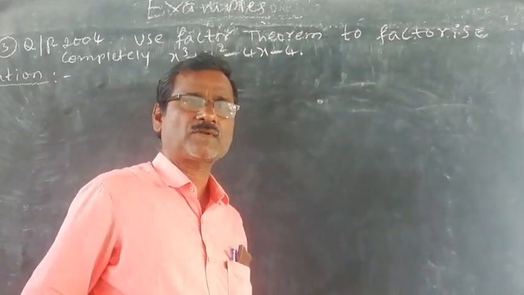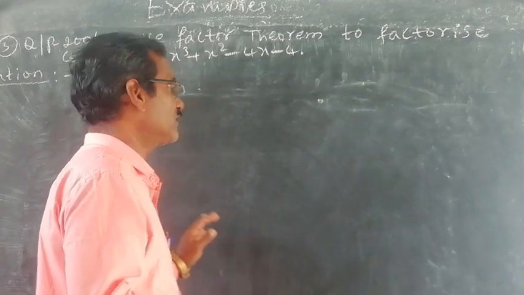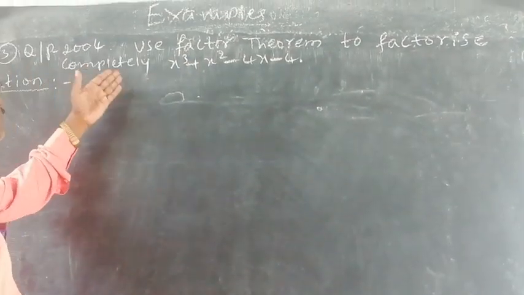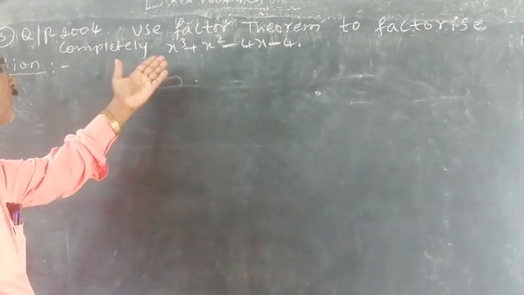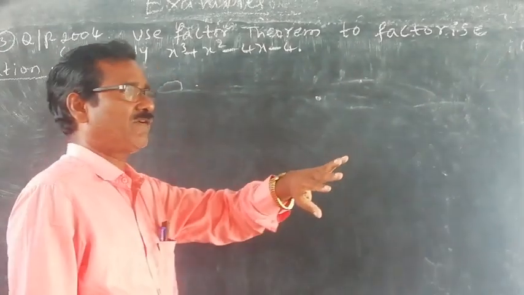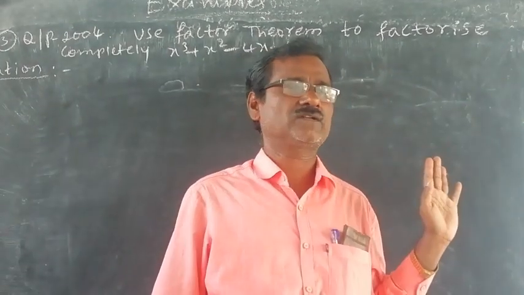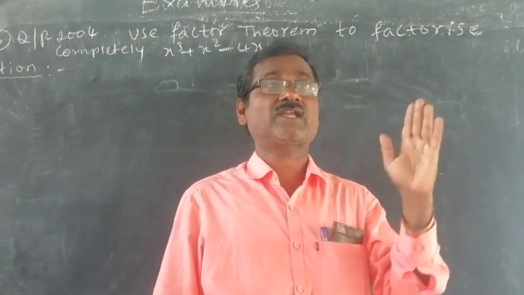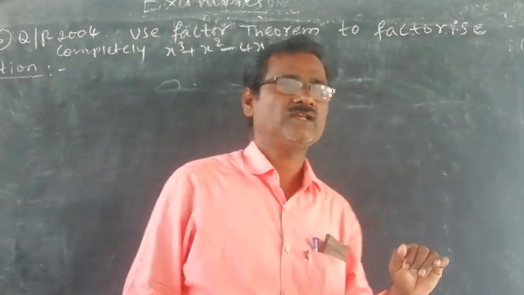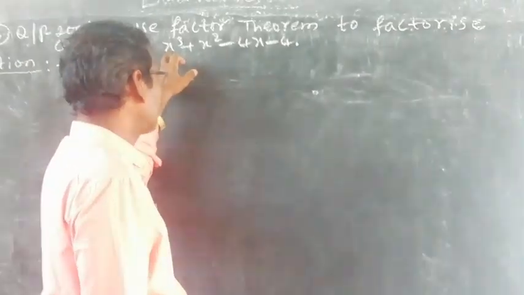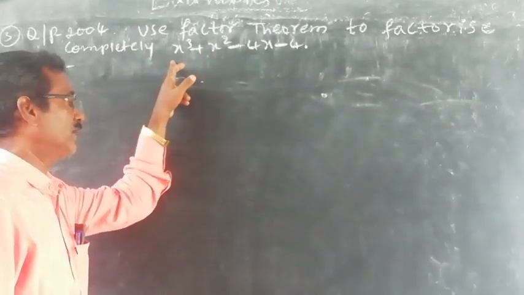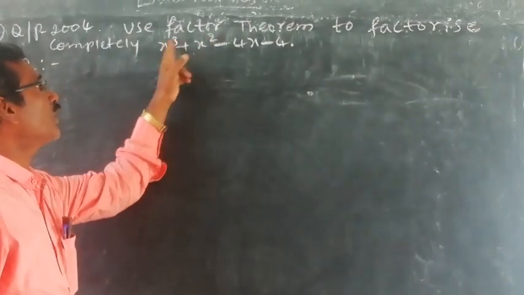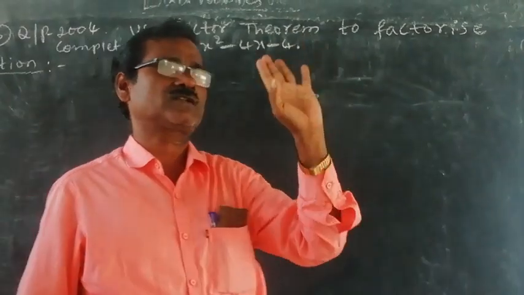Now in continuation of the problems on factor theorem, the third problem written on the board is from the question paper 2004. Use factor theorem to factorise completely. Note that here no factor is given. We should take a factor by the trial method. Actually, what is trial? Put any number for x in this polynomial, and if the polynomial becomes 0, then it is called a factor.